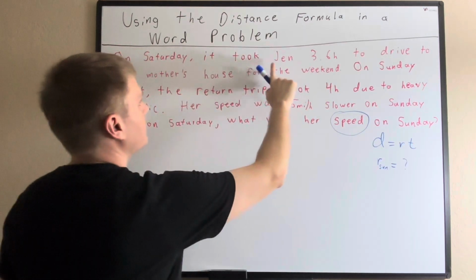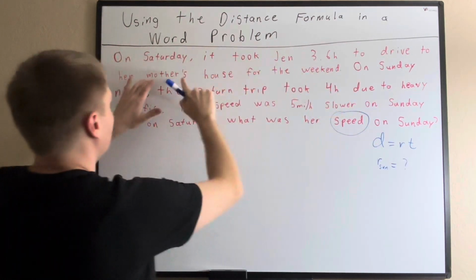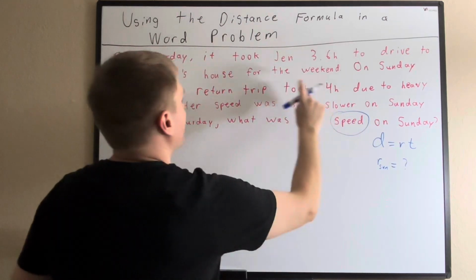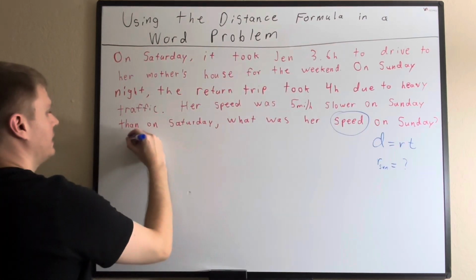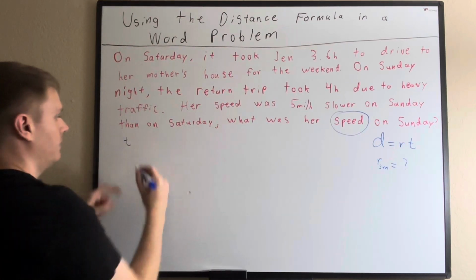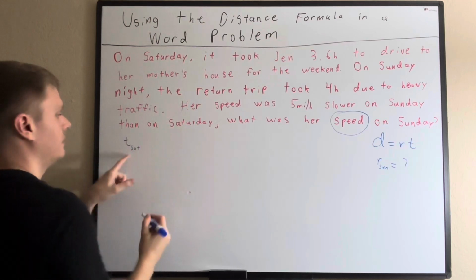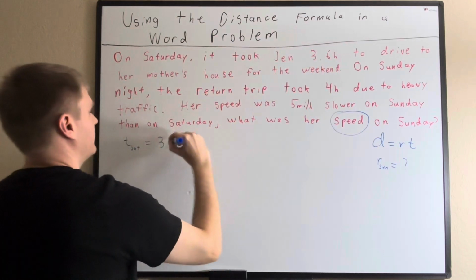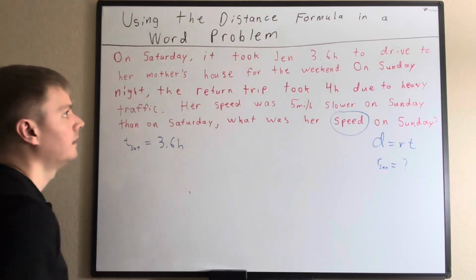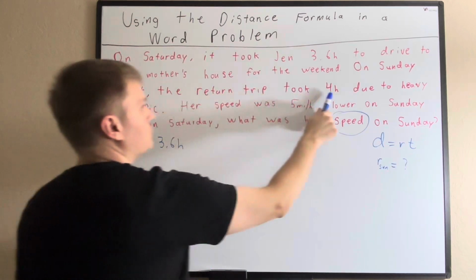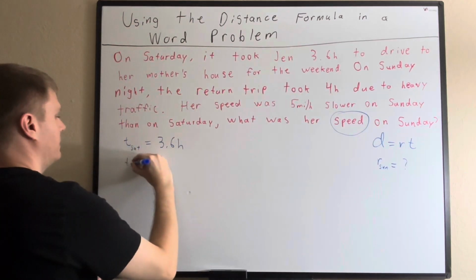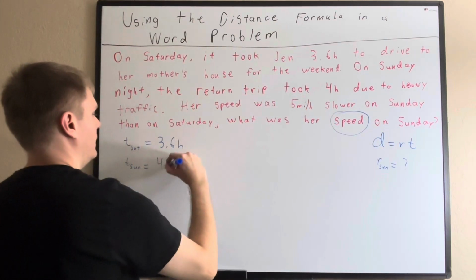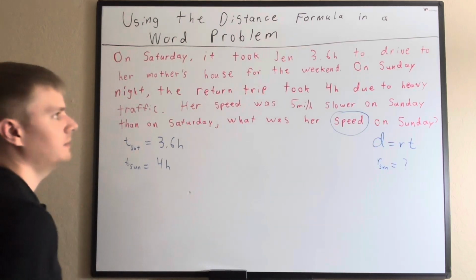Well, first sentence, it took Jen 3.6 hours to drive to her mother's house. So that was the first trip, and that was Saturday. So we can say T for time, T sub Saturday, the time it took Saturday, was 3.6 hours. Okay, we know that. On Sunday night, the return trip took 4 hours. So T Sunday is what? 4 hours. Okay, what else do we know?